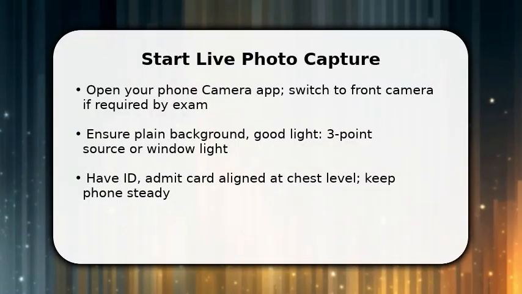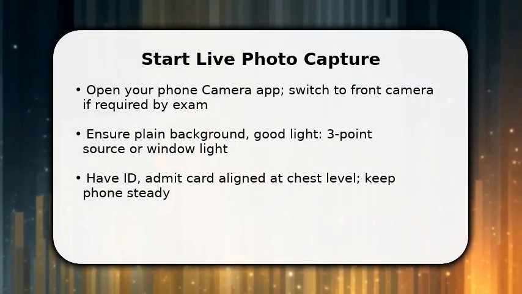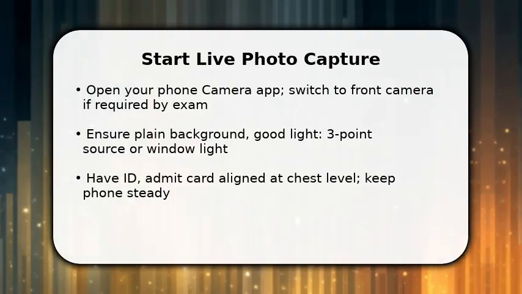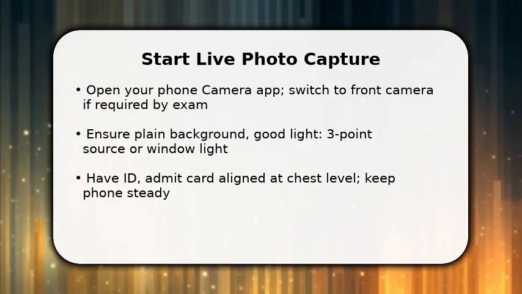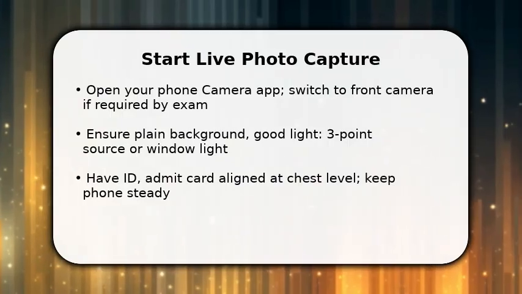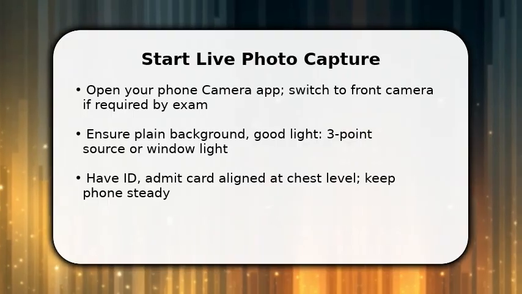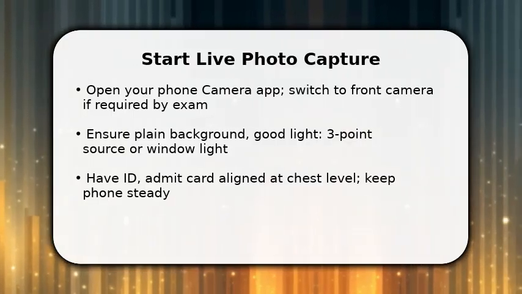You begin by opening the camera app and selecting the required camera. Position yourself in a plain, well-lit area so the examiner can verify identity. Make sure your admit card and ID are visible at chest level and not covering your face. Once done, hold the phone steady with both hands or use a small tripod so the frame keeps you centered. Keep expression neutral and eyes toward the lens because the software checks face and ID alignment.